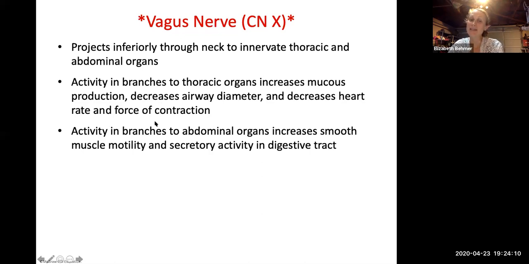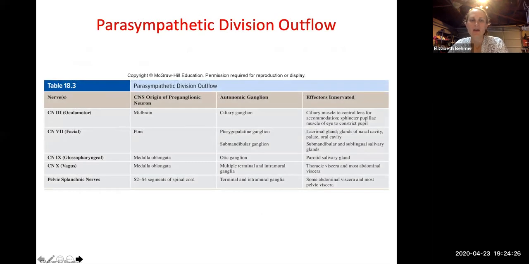Activity in these vagus nerve branches also goes to your abdominal organs to help increase smooth muscle motility and secretory activity in your digestive tract. That just means that they'll help things move along as you're getting ready to digest a meal. So this is a little about those 4 cranial nerves. The splanchnic nerves are just the ones associated with the sacral region.